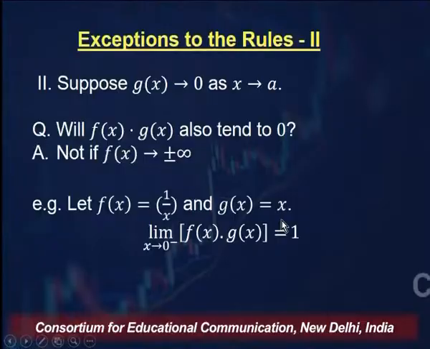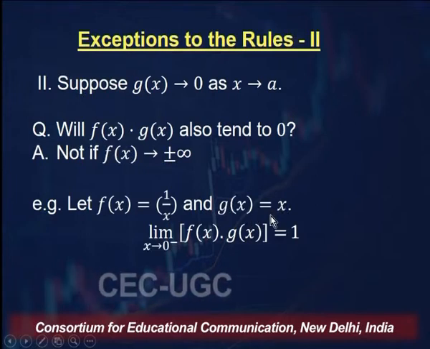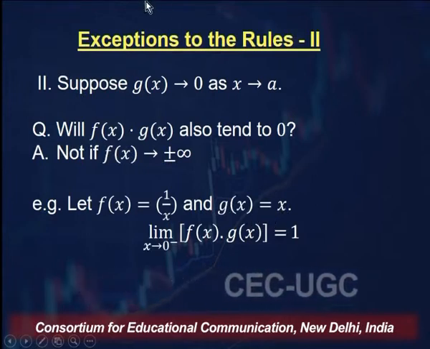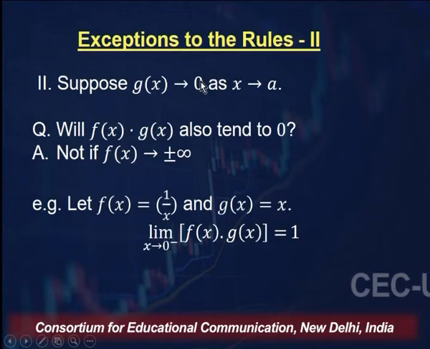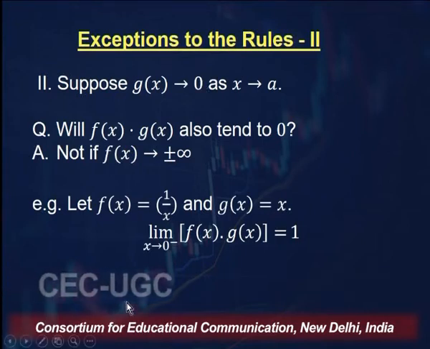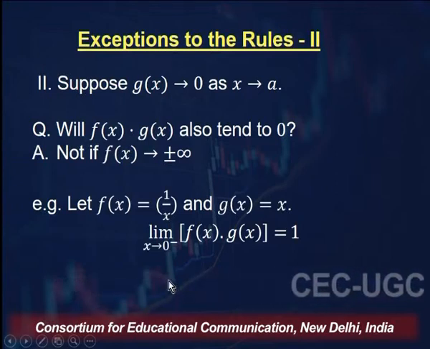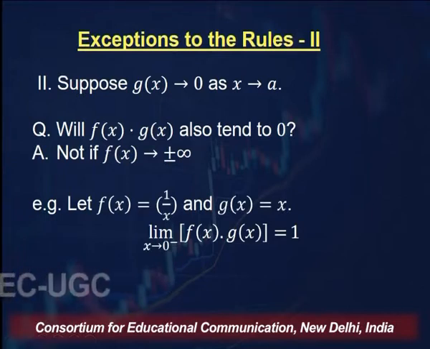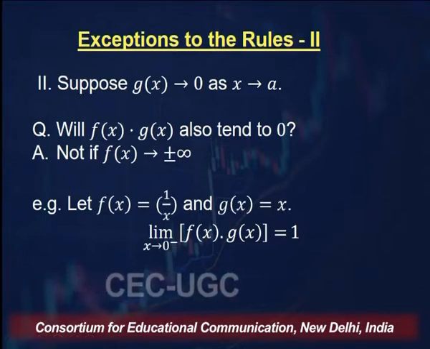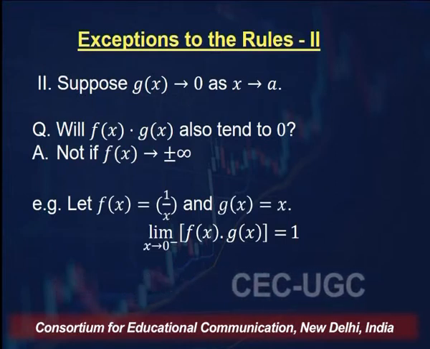I've taken a one-sided limit here because you have a 1 by x. So if, let's say, x tends to 0 from the left, clearly you can see g of x will also tend to 0. So that assumption is fulfilled here, that g of x tends to 0 as x tends to 0 from the left. Now what happens to the limit? The question we were asking is, will the limit of f of x times g of x also be 0? Just because g of x is 0, you generally think that anything multiplied by 0 is a 0. And look here, look at what happens.